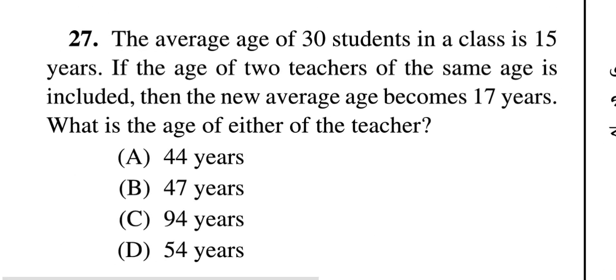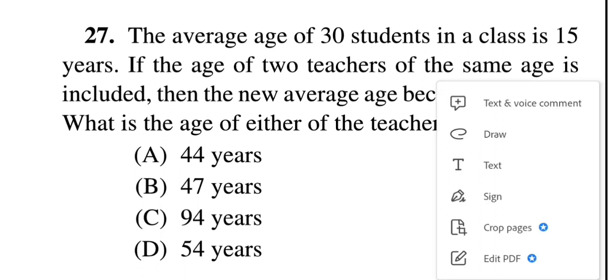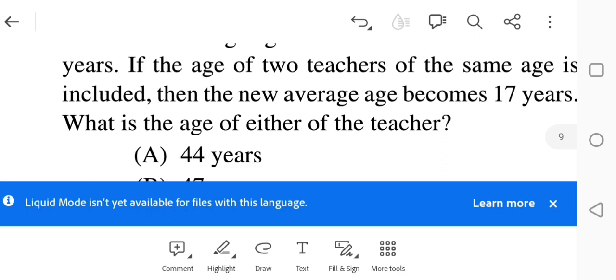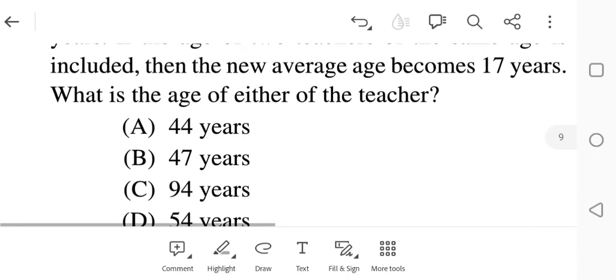Number 27, it says the average age of 30 students in a class is 15 years. If the age of 2 teachers of the same age is included, then the new average age becomes 17 years. What is the age of either of the teacher? 44 years, 47 years, 94 years, 54 years. 27, correct answer will be B. 47 years. Wait. 47 years.